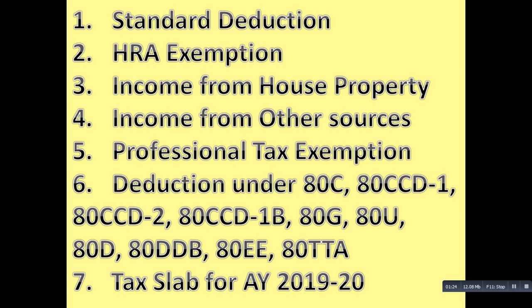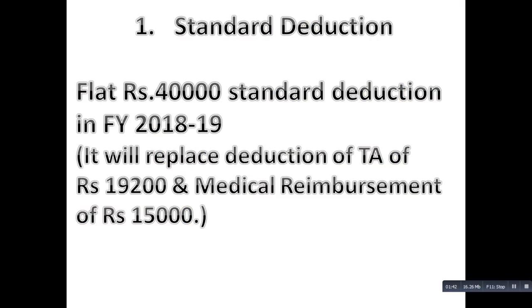Sixth is deduction under different sections like 80C, 80CCD(1), 80CCD(2), and also there are so many other areas where we can get deduction. And in number 7 we will discuss the tax slab for the assessment year 2019-20. So first one is the standard deduction. From the current year, a flat rupees 40,000 standard deduction has been introduced by the Government of India, and it will replace the deduction of transport allowance of rupees 19,200 and medical reimbursement, if any, that is rupees 15,000, which was being continued up to last year.